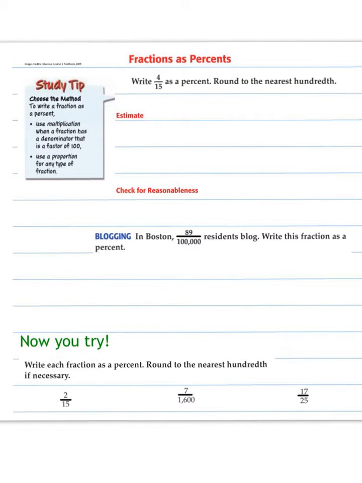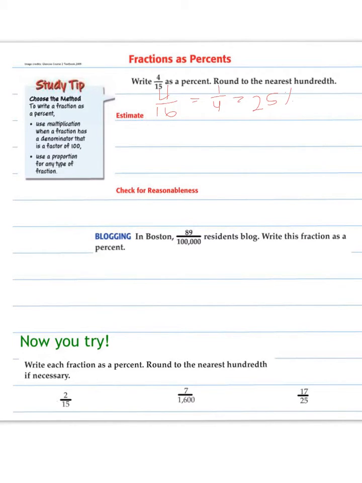All right, now we are trying to write fractions as percents. Write 4/15 as a percent, round to the nearest hundredth. All right, well, 4 over 15, first let's do a quick estimate. 4/15 is pretty close to 4/16, and 4/16 is equal to 1/4, which equals 25%. So our answer should be pretty close to 25%.